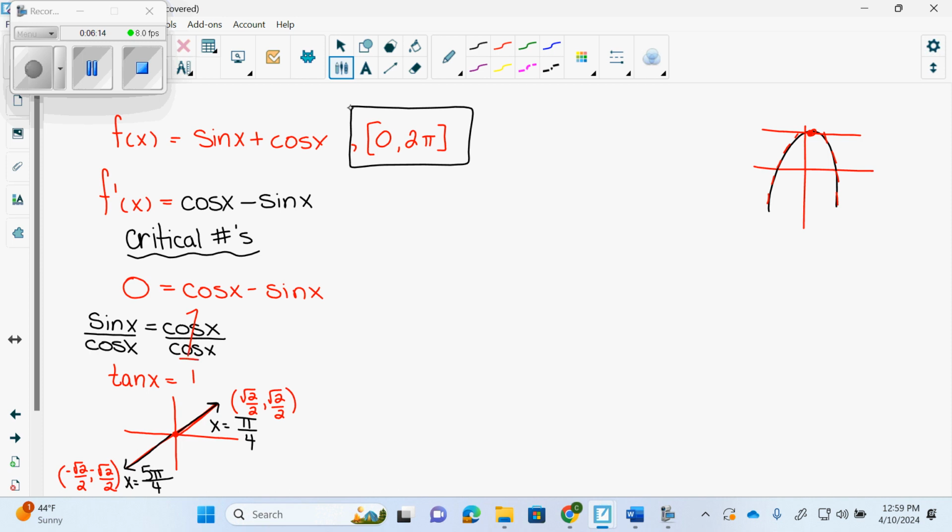Now, my domain is restricted. Every domain we've done so far is from negative infinity to positive infinity because we have not had a restricted domain, and we've been dealing with polynomials, correct? So when I go to do the number line of this one, I'm going to actually have closed endpoints because this is equal to 0 and 2 pi, inclusive. So I'm going to go 2 pi here and 0. And in between, I have pi over 4 and 5 pi over 4.